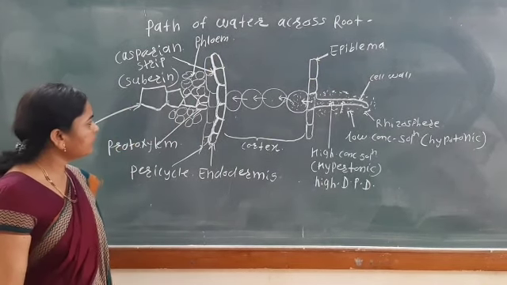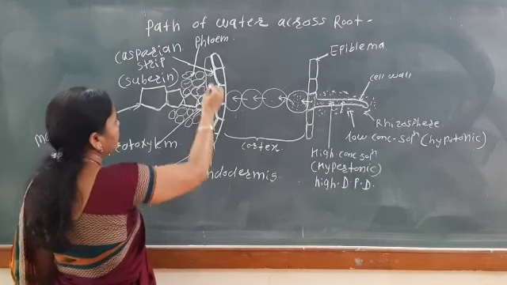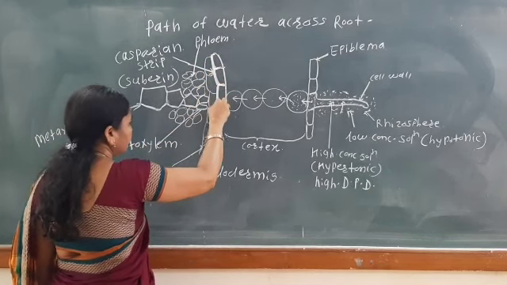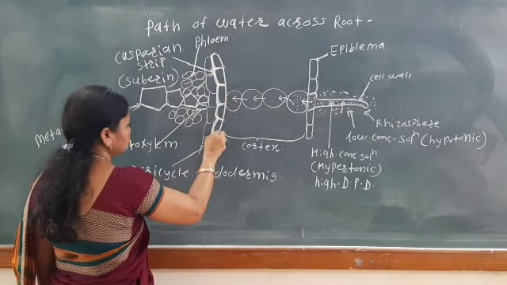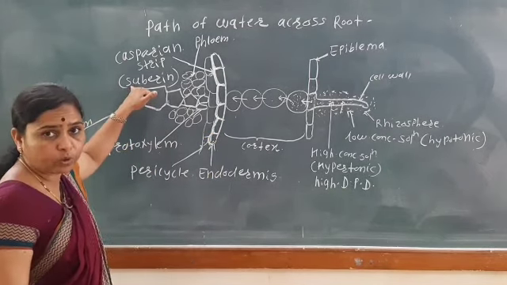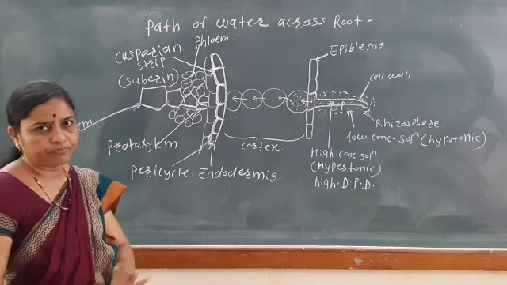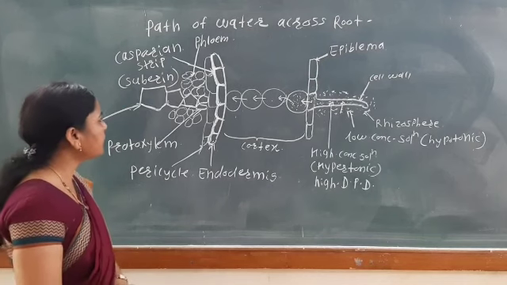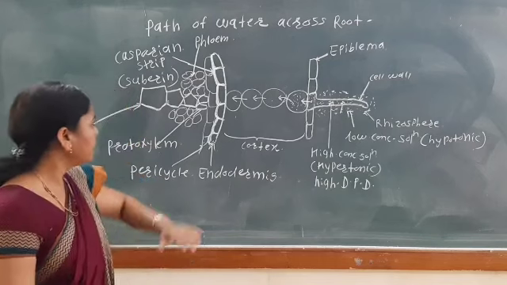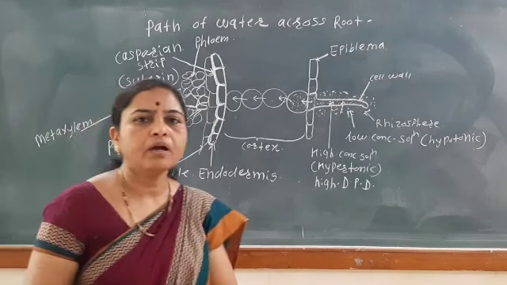Okay, so see what happens, we have seen the endodermis. The endodermis has an inner tangential layer. It is made up of a waxlike coating, that is suberin. It is known as the Casparian strip. Okay, so due to the presence of the Casparian strip, the water does not enter into the inner side, that is up to the xylem tissue.